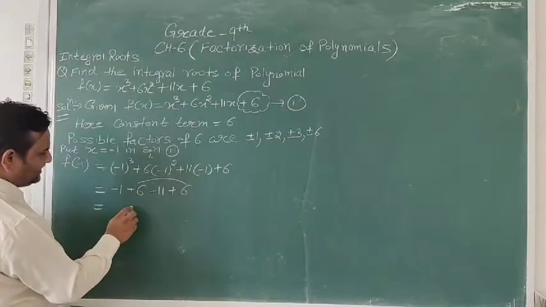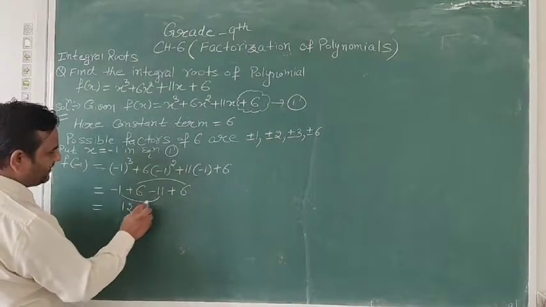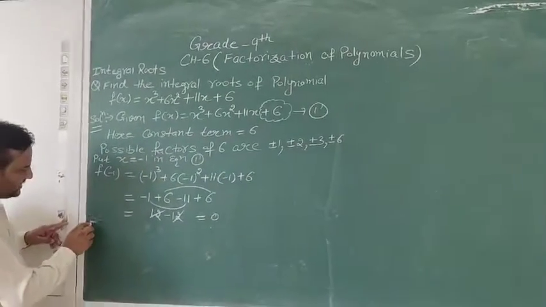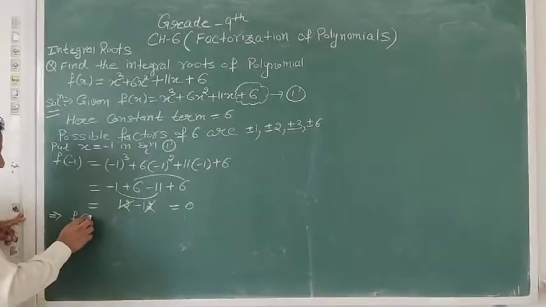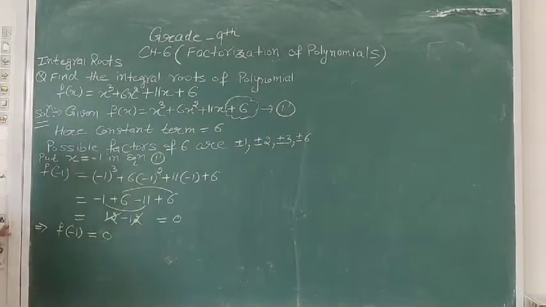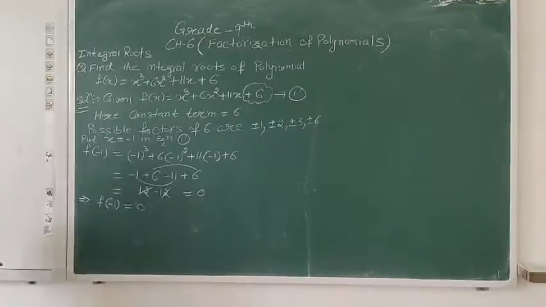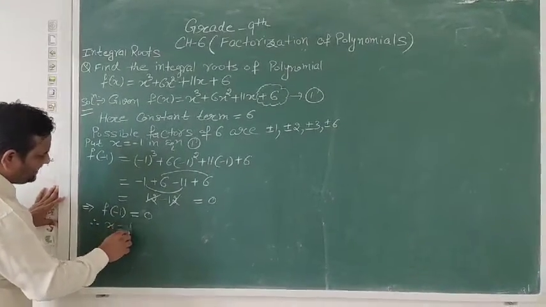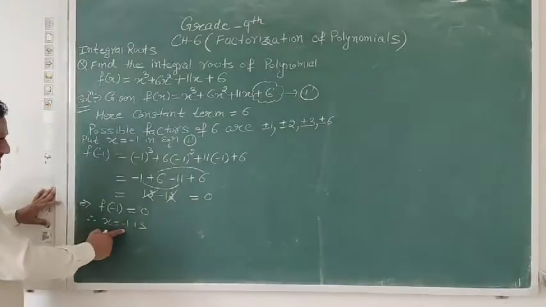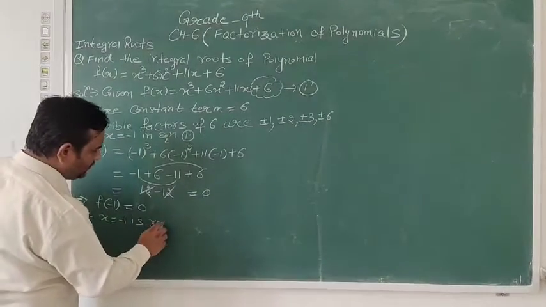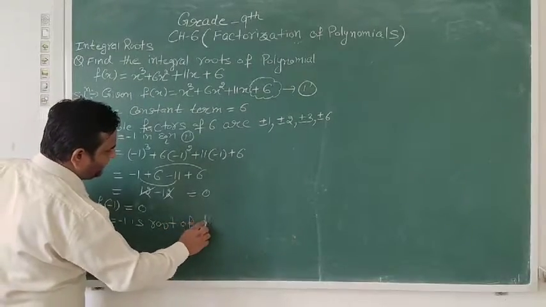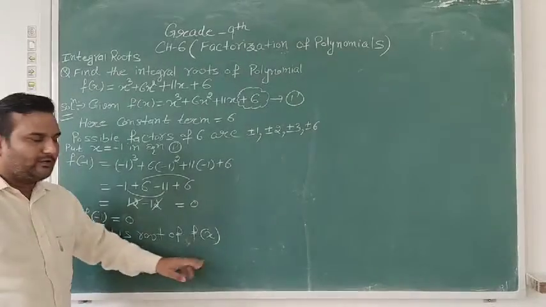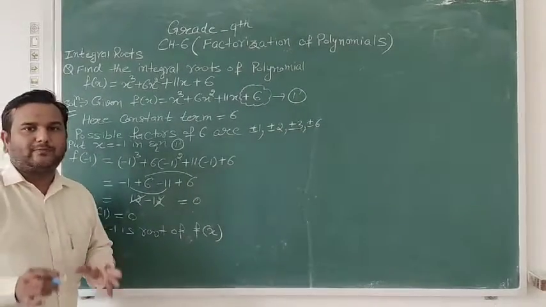Minus 1 cube is minus 1, minus 1 square is plus 1, into 6 is 6, then minus 11 plus 6. 6 plus 6, guys, is 12. And minus 1 minus 11 is minus 12. They cancel each other and we are left with 0. So students, writing here, f of minus 1 is equal to 0. It means therefore x is equal to minus 1 is a root of a given polynomial f of x.